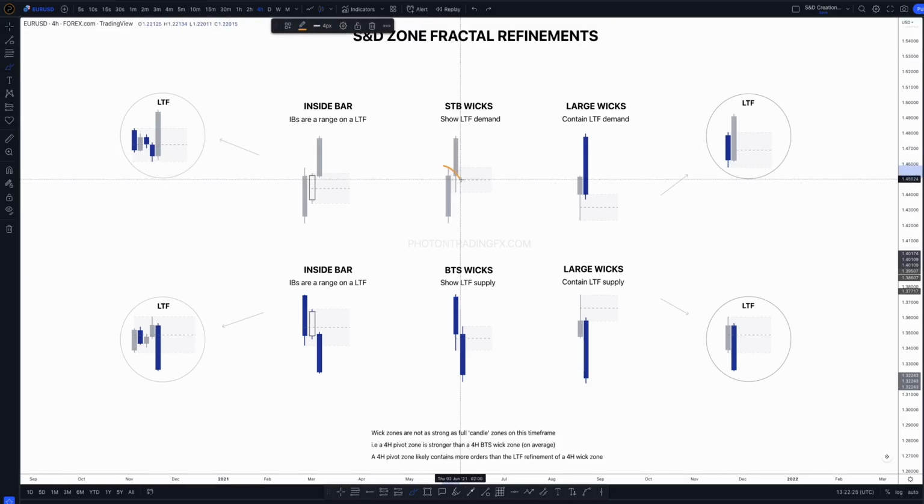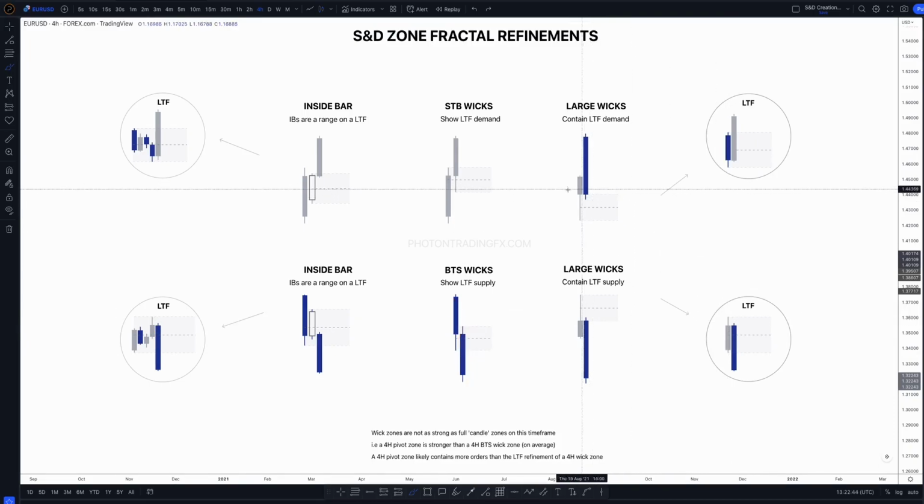So whenever you see wicks like this, you can draw in a zone and realize that it's lower time frame demand. And likewise for supply, price comes down, it pulls back, and it continues down. So that buy before the sell, that is your supply. And if you look on a lower time frame, it will look something like this or like this, okay?